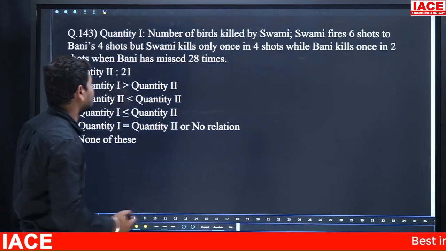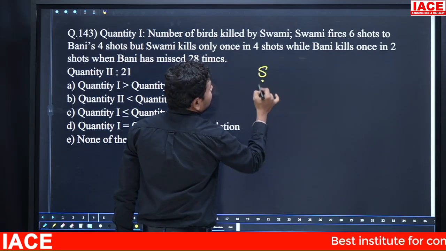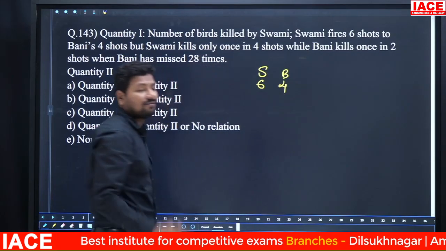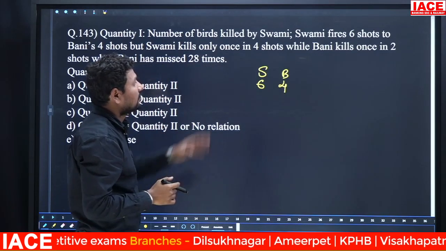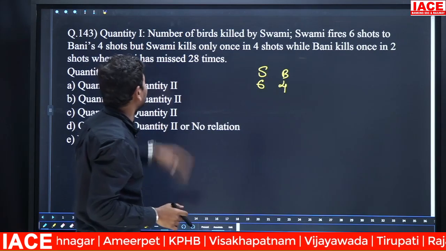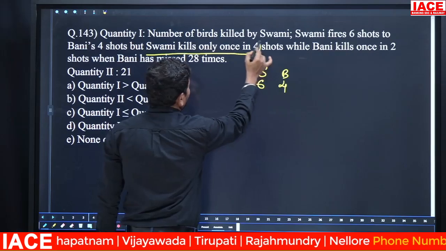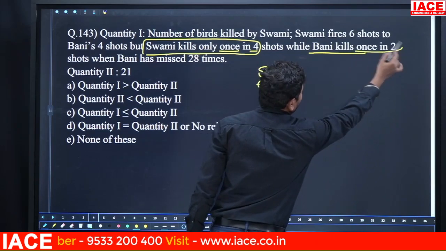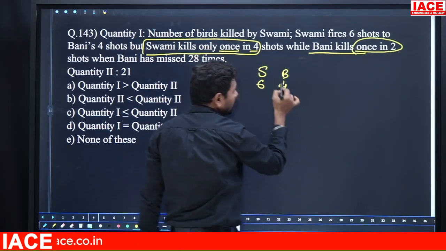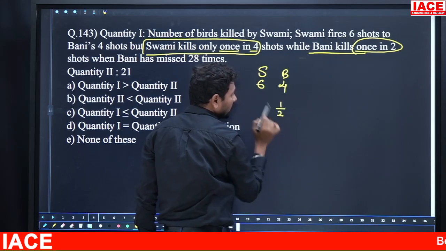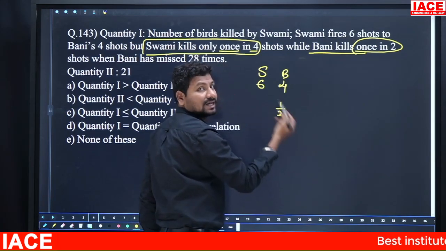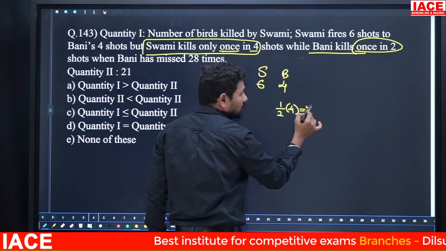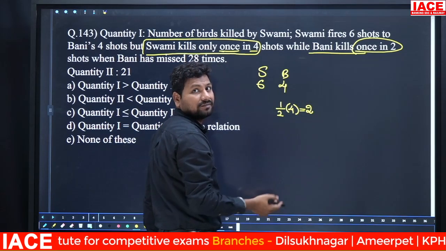Next, number of birds killed by Swami. Swami fires 6 shots, and here Bani fires how many shots? 4 shots. For every 6 shots of Swami, Bani fires 4 shots. Swami kills once in 4 shots, and Bani kills once in 2 shots. How many shots are completed by Bani? 4 shots. Out of 4 shots, every 2 shots 1 kills, so 1 by 2 of 4 means 2 shots are killed and 2 shots are not killed.